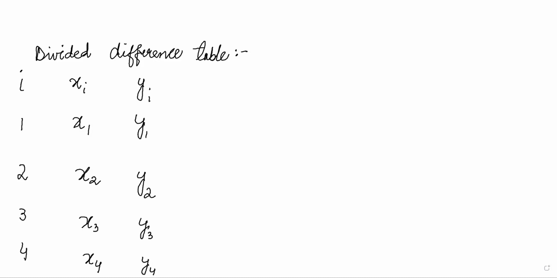Now we have to define what we call the central difference. The first central difference is defined as delta yi. How do we define it?